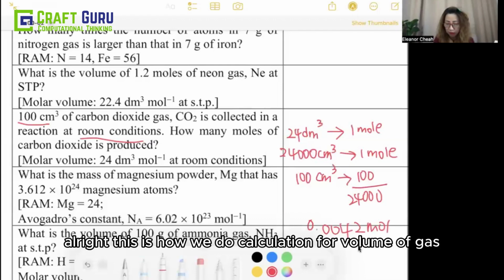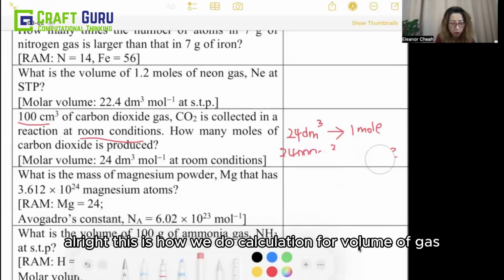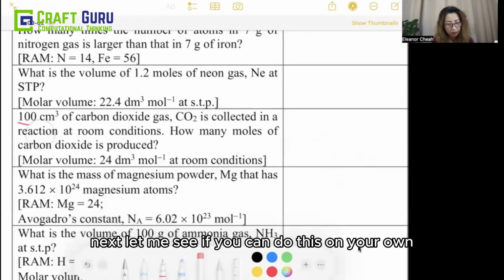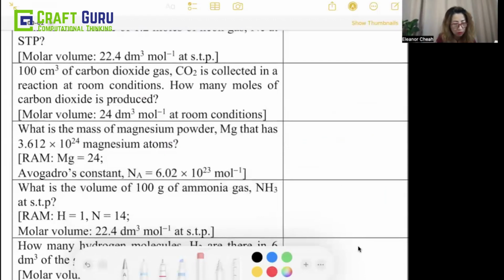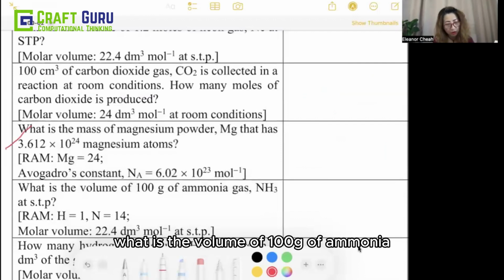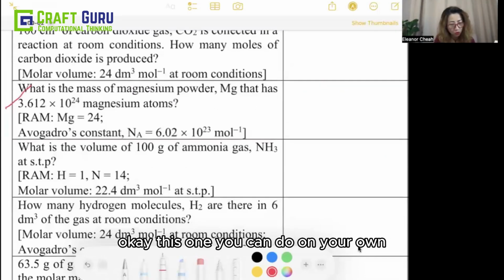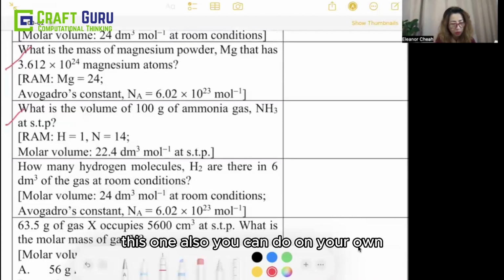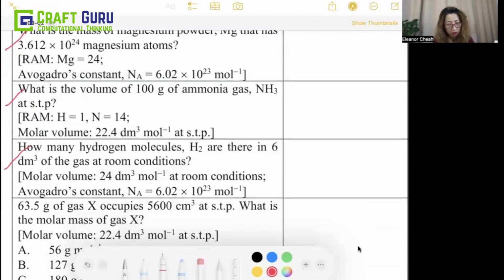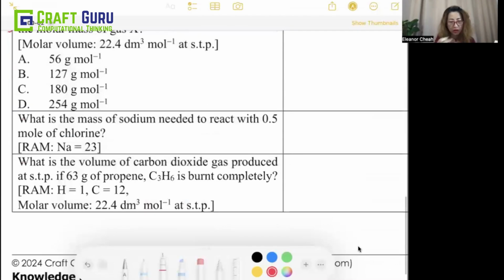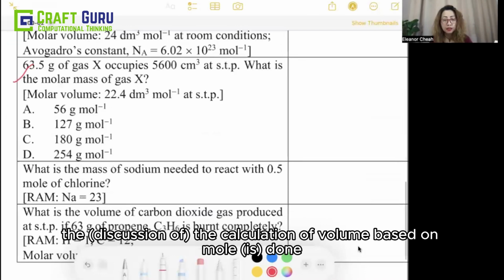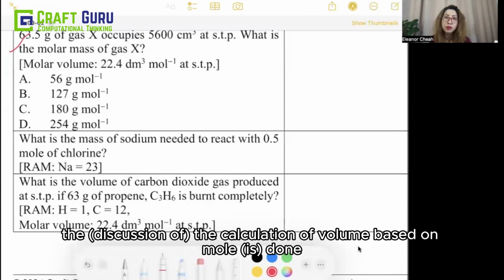All right. This is how we do calculation for volume of gas. Next, let me see if you can do this on your own. What is the volume of 100 grams of ammonia? This one you can do on your own. This one also you can do on your own. You can try this. What is the mass? Okay, now the calculation of volume based on mole discussion is done.